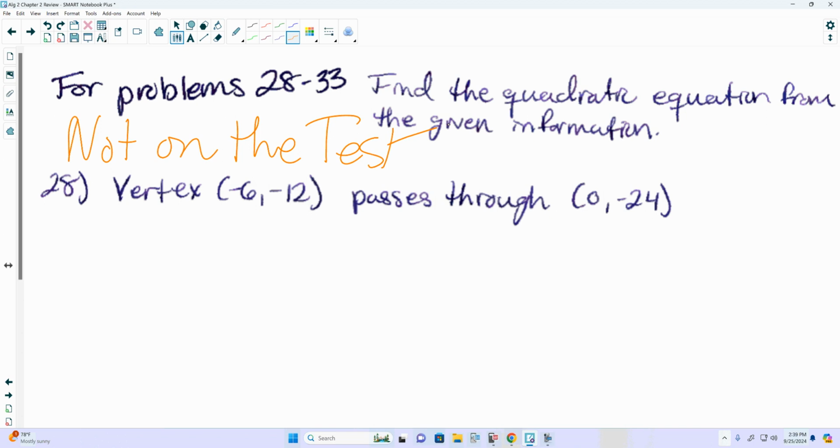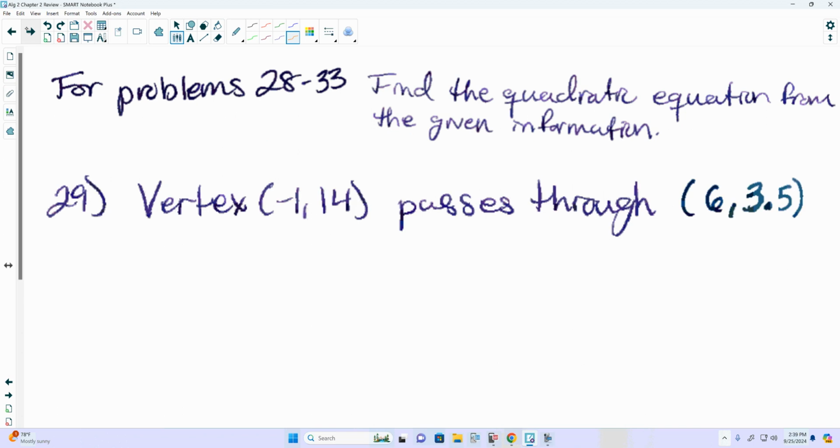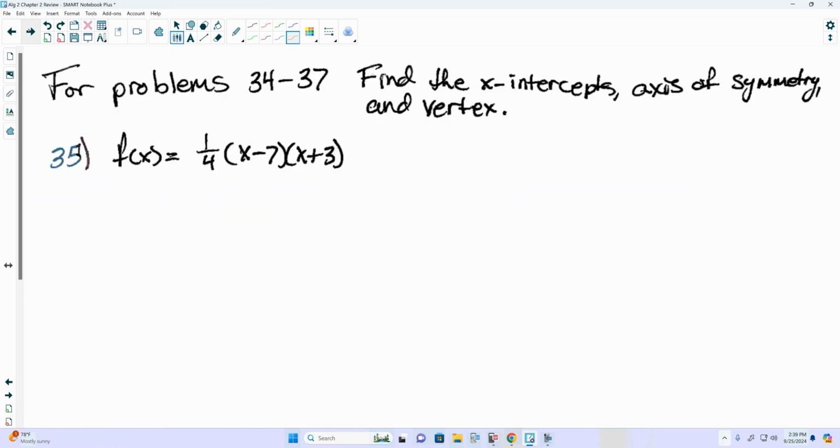They're not on the test. 28 through 33 is not on the test, so we're going to skip through those. A little disappointed there. Yeah. So again, as I said, everything on the test is on the review, but not everything on the review will be on the test. So I cut those out.